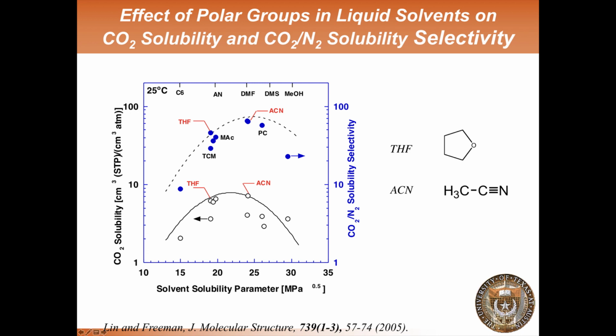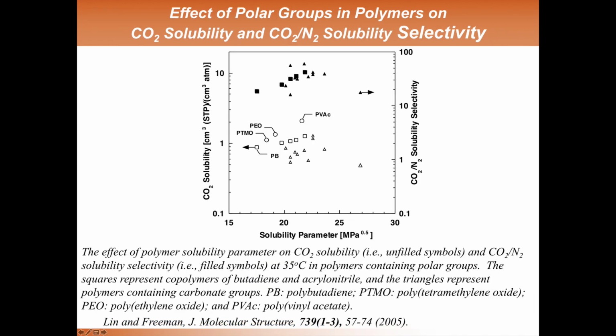And so materials that have this ether type functionality are often found to have good interactions with CO2 and other gases like ammonia and H2S, but they don't have strong enough interactions to slow down CO2 the way that something like acrylonitrile would. And we see now similar data, but now for polymers.